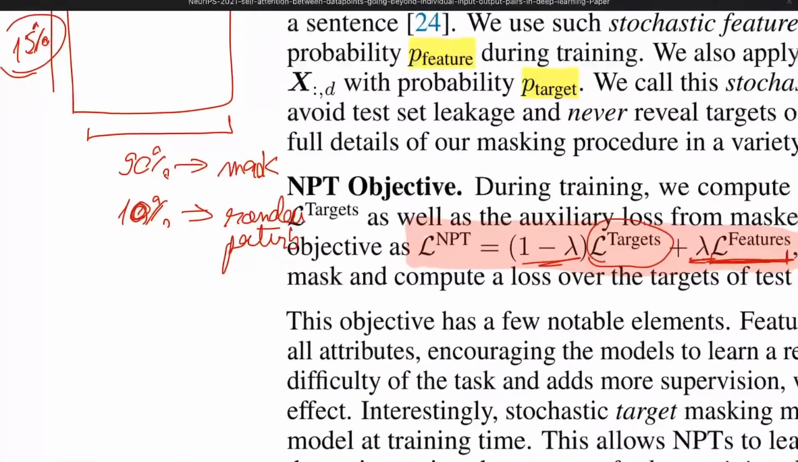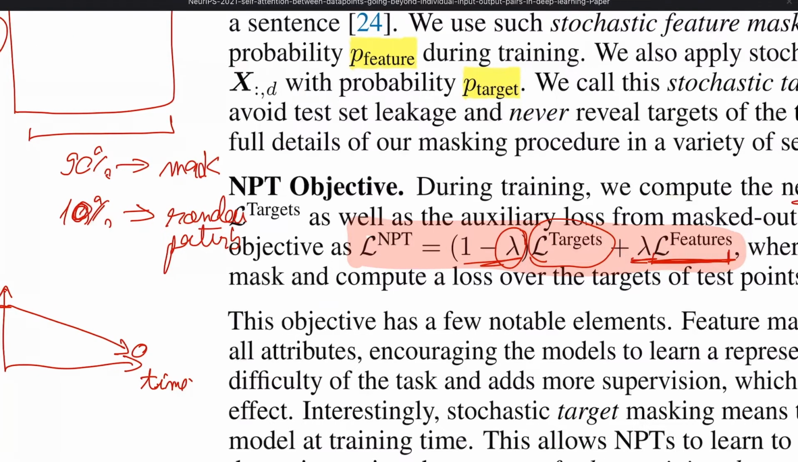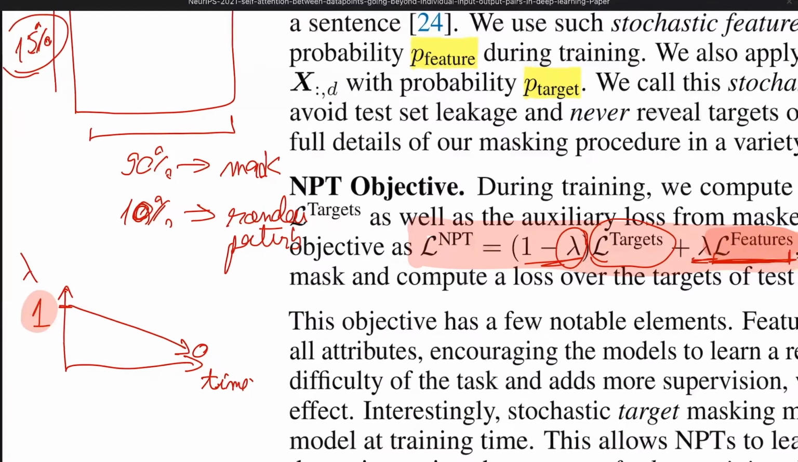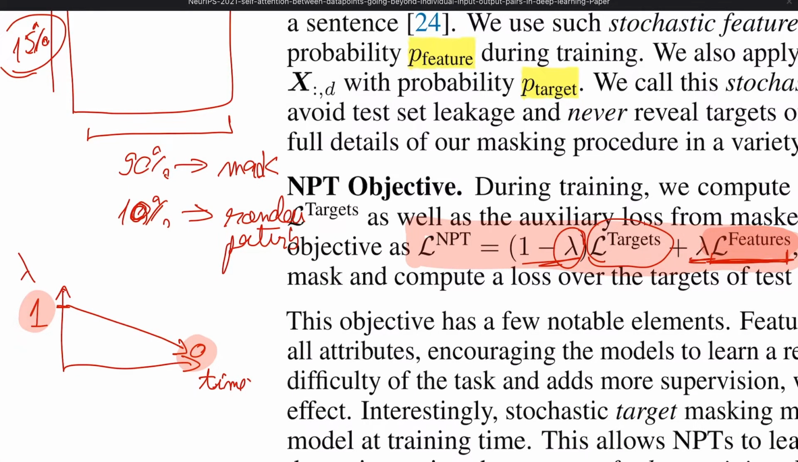I looked into the appendix, and it's very interesting how they schedule this thing. They're using a scheduler where, as time goes, this is lambda. They start with a lambda of 1, and they go to 0, which means that at the beginning, the algorithm is incentivized to care only about reconstructing the features well. And then as this moves on, it cares about predicting the targets well as well. Because at the end of the day, this algorithm is made to predict targets, not just do imputation.